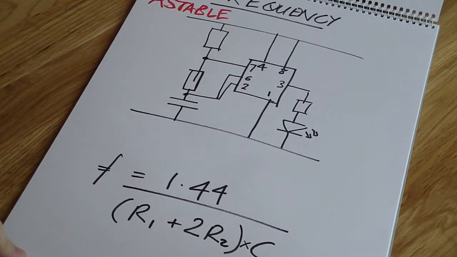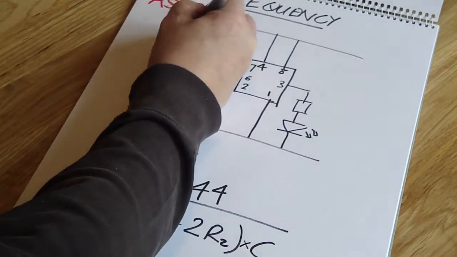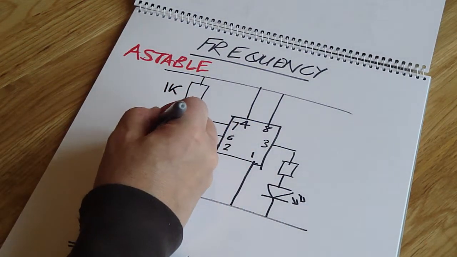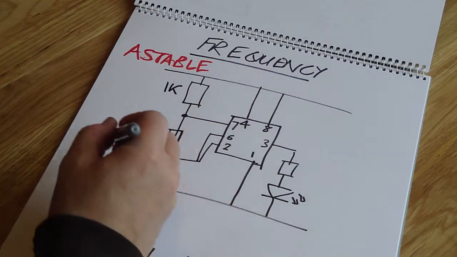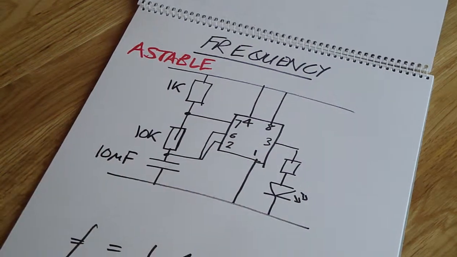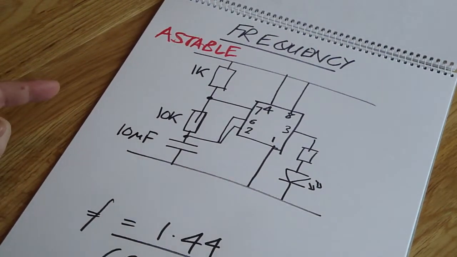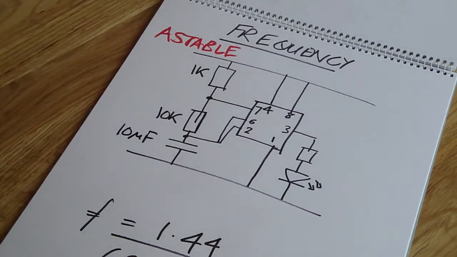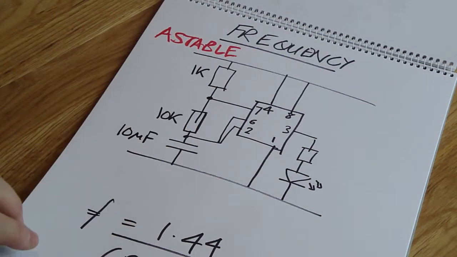So we need to make sure they've got values on. So if this is 1K and this is 10K and this is 10 microfarads, those are all given to you in the question one way or the other. They'll be on the circuit diagram or they'll be written at the side. So that's what we need to do now.